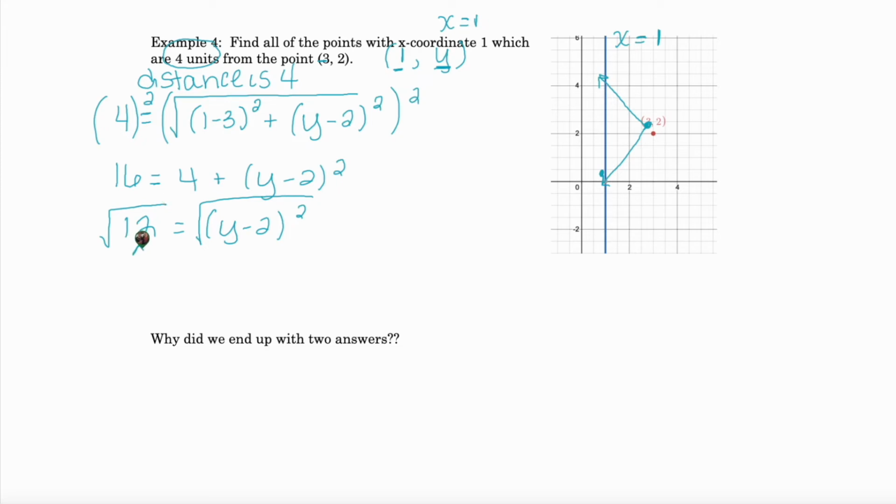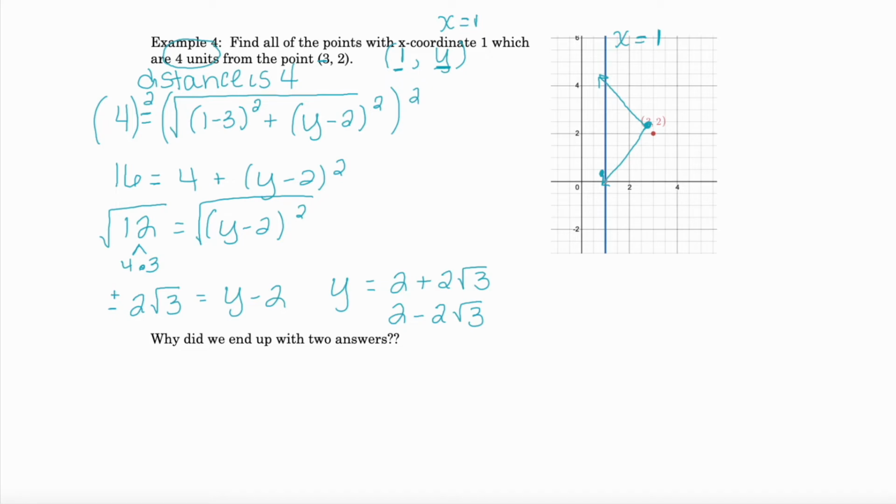12 is the same as 4 times 3 to reduce that radical. So 2 square roots of 3 plus or minus, when we take the square root, equals y minus 2. So y is going to be two different solutions. We're going to have, when we add 2 to both sides, 2 plus 2 square root 3, and y is also going to equal 2 minus 2 square root 3 in its exact form. So there are two answers, one with a positive and one with a negative.